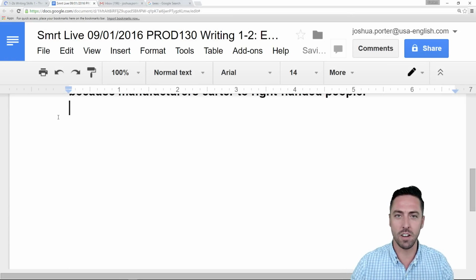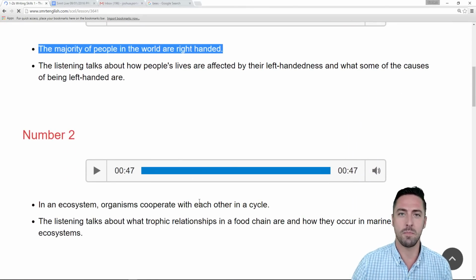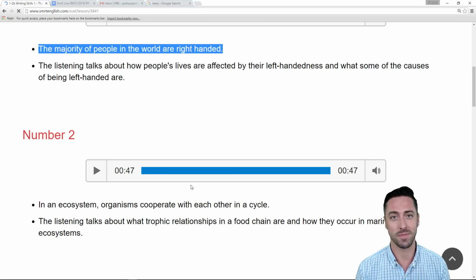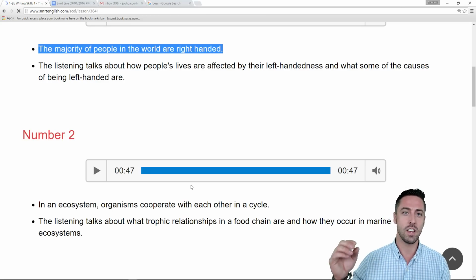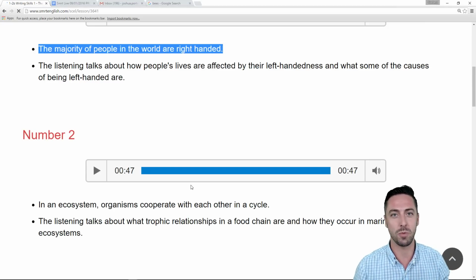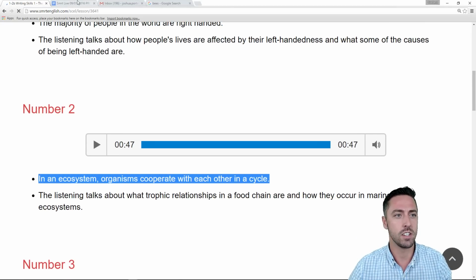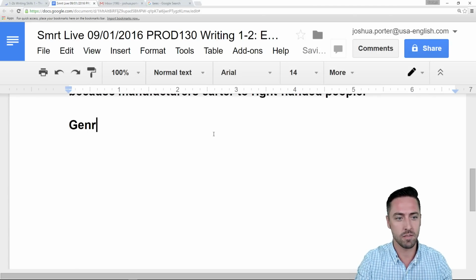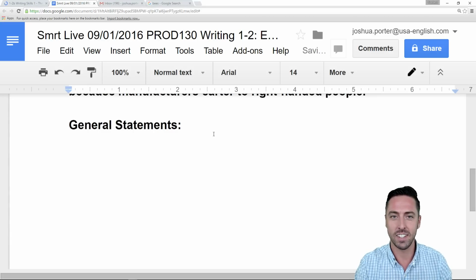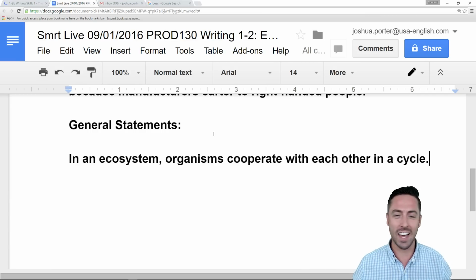Okay, so moving on to our second example that we talked about and listened to earlier, about a trophic ecosystem. So again, trophic is where one animal eats another animal, eats another animal. It's a food chain, we would call it. And I'm going to copy over this general statement. Again, general statements introduce the main idea, the general topic of an essay, and it's very broad. It's a big topic that is not a thesis statement.